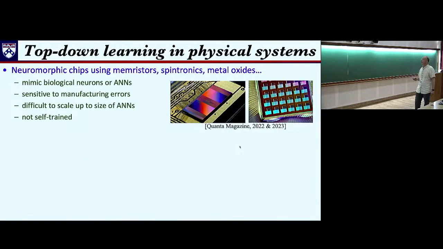All right. You can also build hardware that will mimic functionality and that can be taught. So this goes under the heading of neuromorphic computing. And the idea there is you're going to build hardware that will mimic the neurons in a brain, or will, for example, mimic an artificial neural network. You make a hardware version of a neural network.